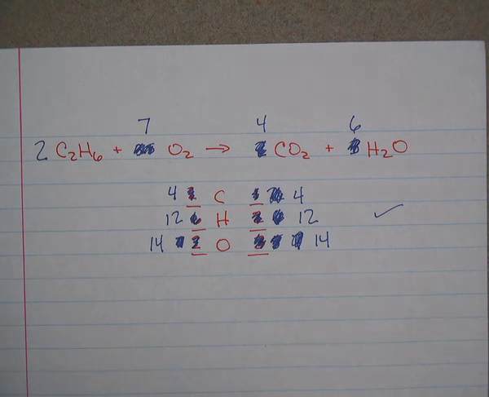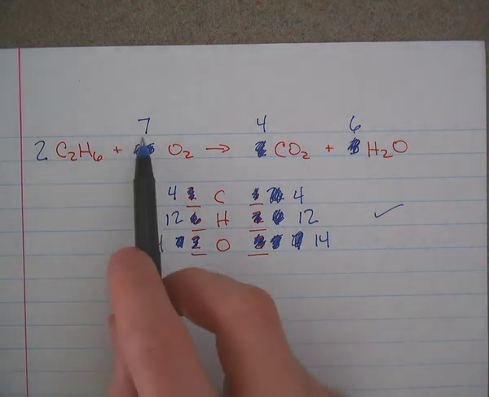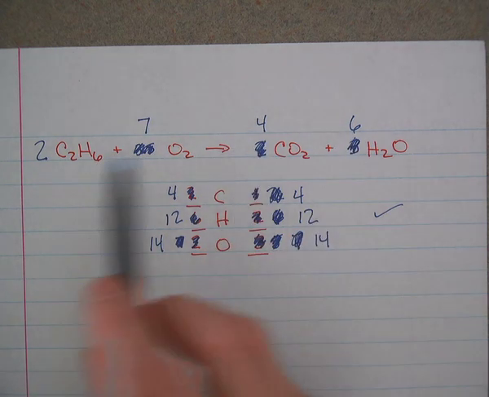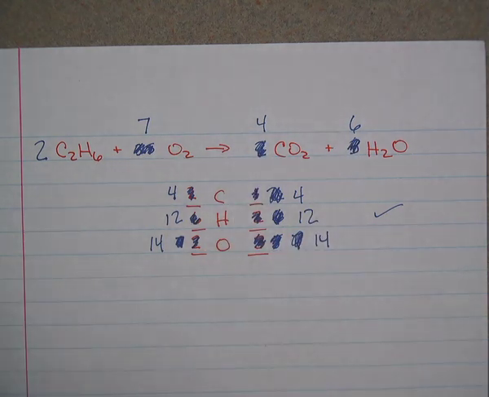And the way I was able to get it balanced is by updating my table every single time I changed a coefficient at the very top of this. Don't forget to do that anytime you have to balance.